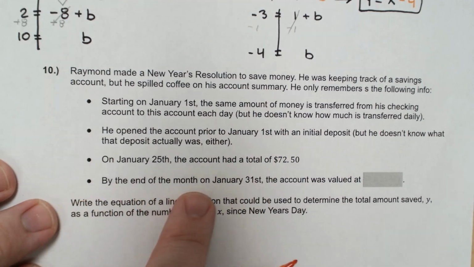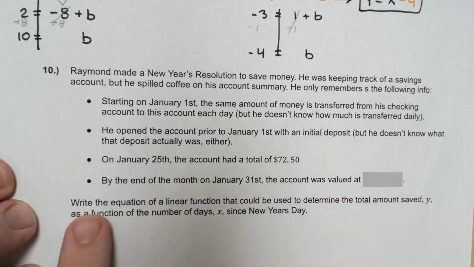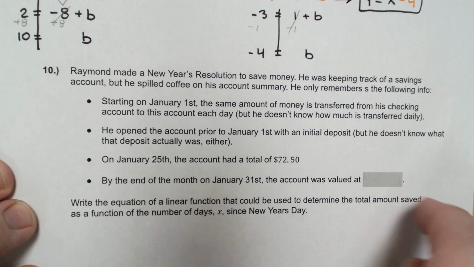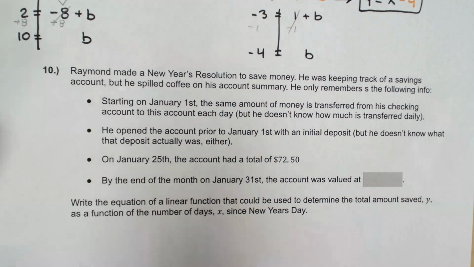And by the end of the month, on January 31st, the account was valued at, I'll tell you in just a second. Write the equation of a linear function that can be used to determine the total amount saved, y, as a function of the number of days, x, since New Year's Day.